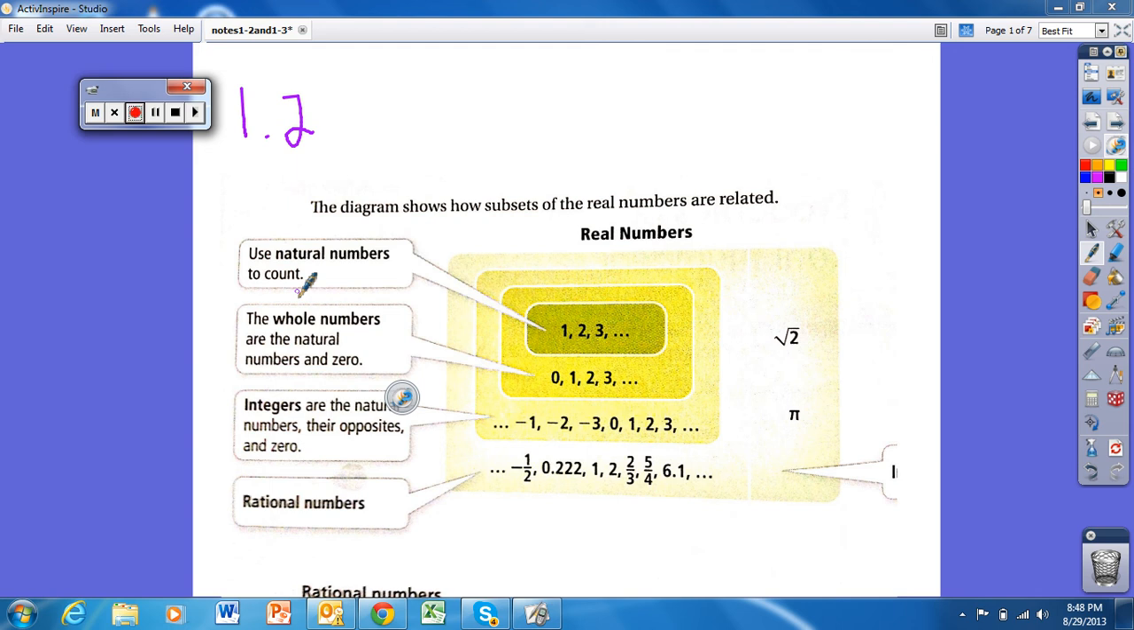Integers are all positive and negative whole numbers. So any positive or negative whole number is called an integer. That's the most common one that we deal with. You'll hear that word a lot.